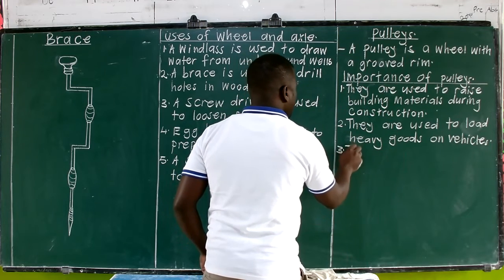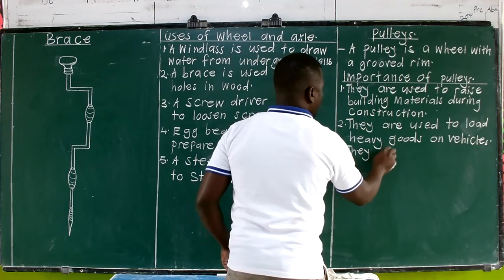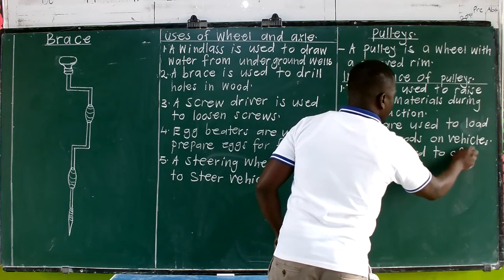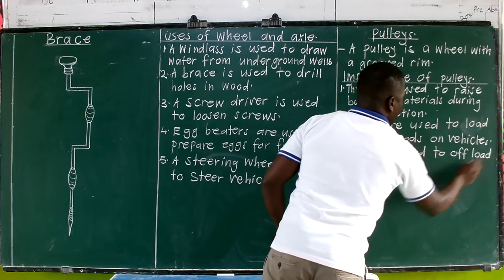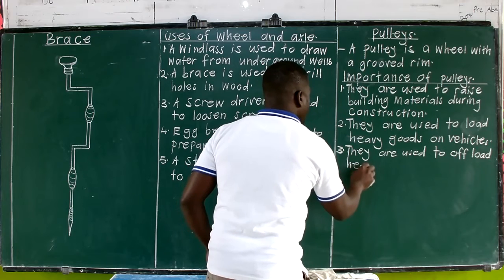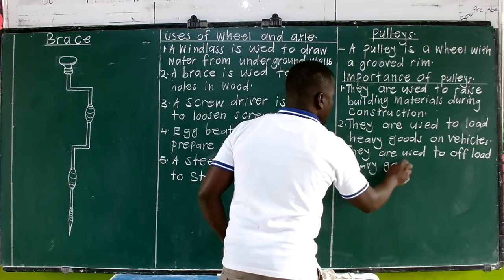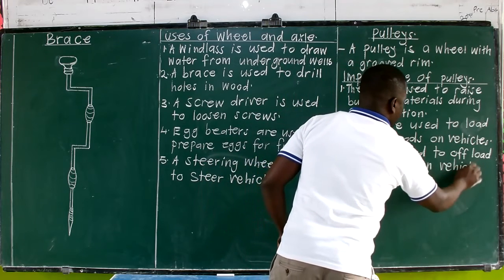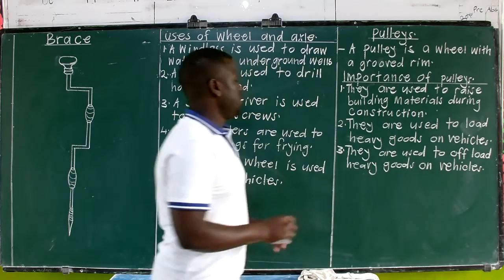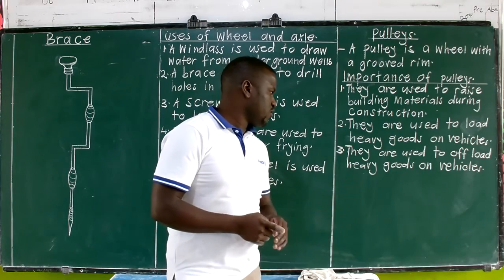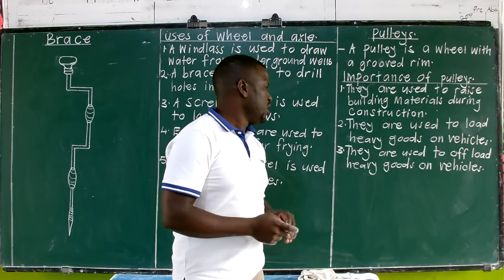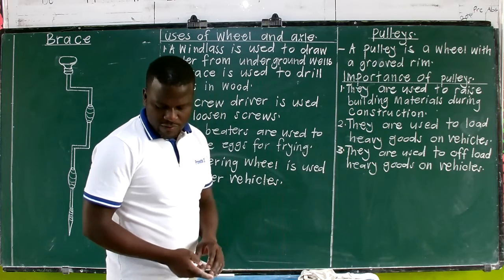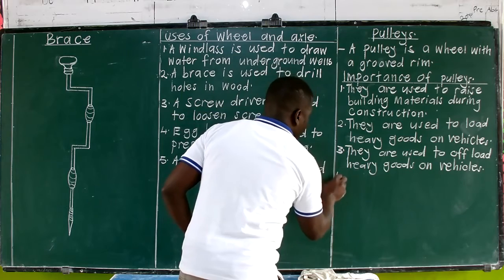Number 3, you can say pulleys are used to offload heavy goods on vehicles. Then they are used to raise flags on poles.